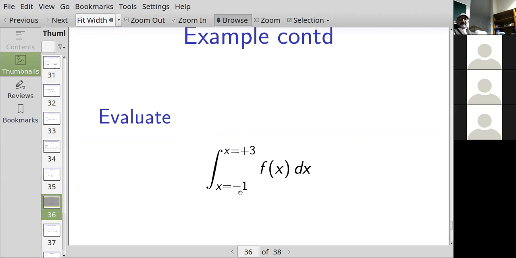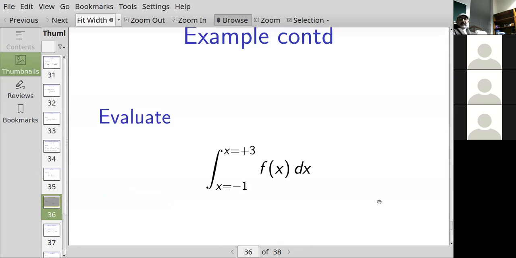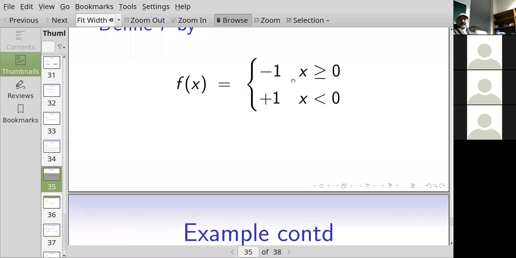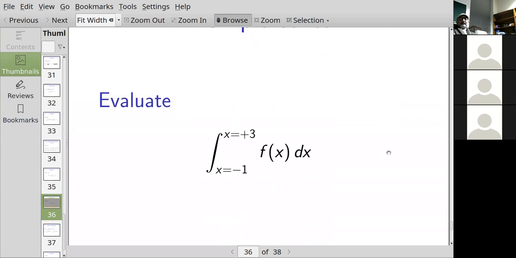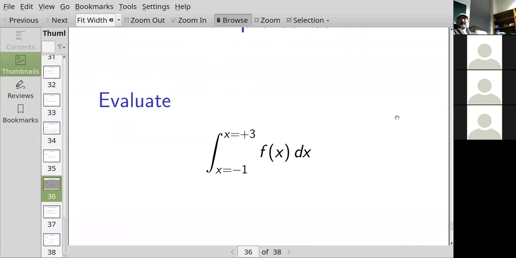And then in the first integral, the integrand would be plus 1. And in the next integral, the integrand would be minus 1. So for one integral, the heights of the rectangles are all plus 1. And for the other integral, the heights of the rectangles are all minus 1. Okay? So that would be much easier to do.